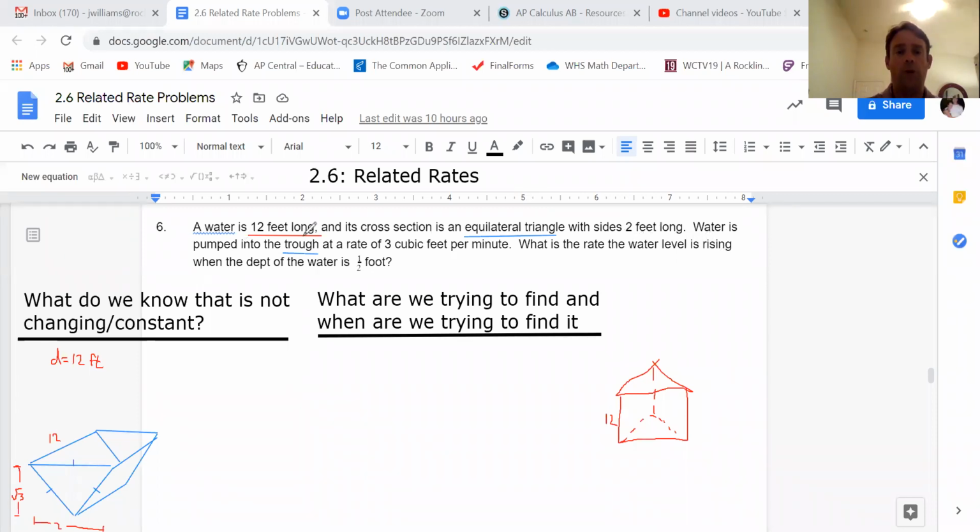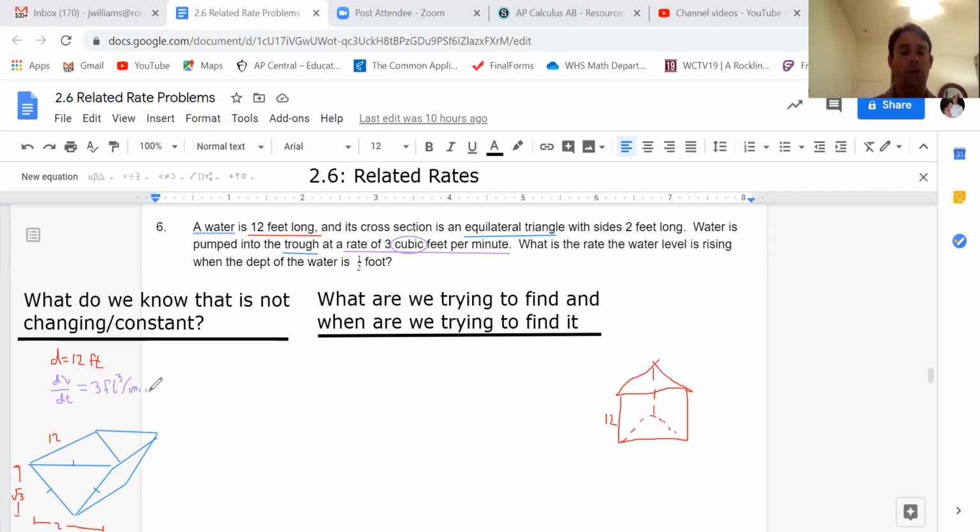Sides 2 feet. It says water is being pumped into the trough at a rate of 3 cubic feet per minute. All right, so we got water being pumped into our trough at 3 cubic feet per minute. And again, looking for those key words. If I see cubic, you know what I'm thinking of, friends. I'm thinking of volume, right? So we're dealing with volume here. So this rate they gave me, that's the rate for volume. So that would be 3 cubic feet per minute.